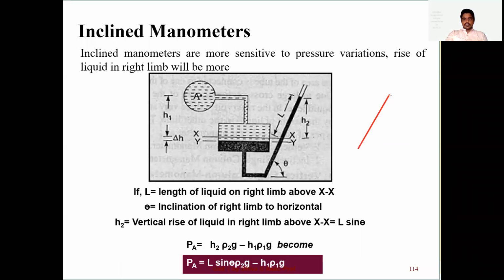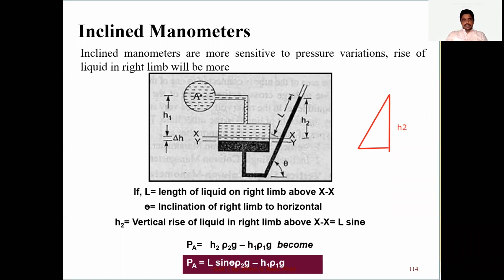Here my H2 has been changed. Here my H2 is not the vertical component, so it has become L. Now I have to write the equivalent for my H2. What is the equivalent height in the inclined limb? That is the component of sine theta, so it will become L sine theta.